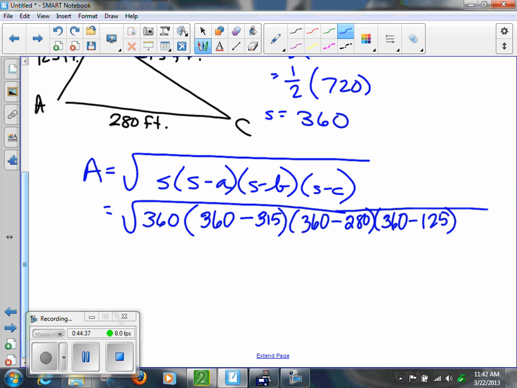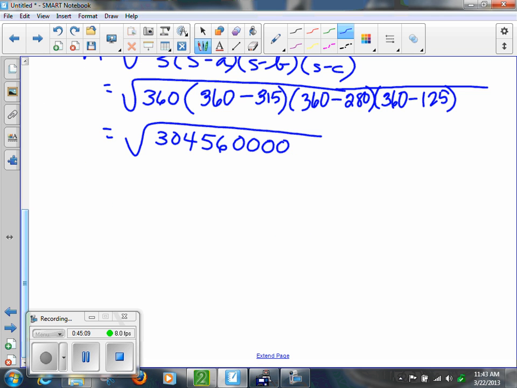Be patient when you put this into your calculator. Be very patient. And my suggestion is this: don't even put the radical in there until you find out what 360 times this quantity times this quantity times this quantity is total. Find out what that total is first. When you calculate that total, you should have this number, 304,560,000.